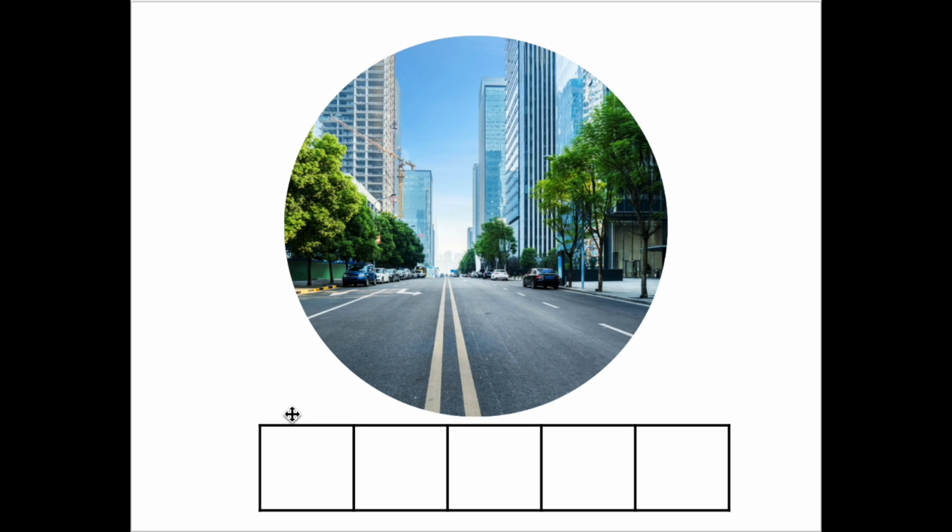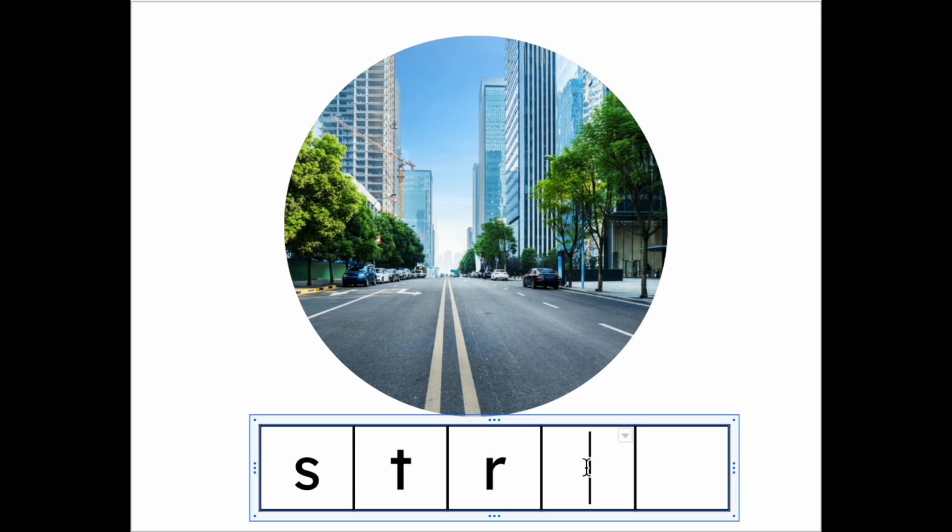Good. Next picture. This is a street. How many sounds do you count in the word street? Good. 5 sounds. First sound, S. We use the letter S to spell the S sound. T. We use the letter T to spell the T sound. R. We use the letter R to spell the R sound. Long E, 2 E's. And the last sound, T. We spell the T sound with the letter T.